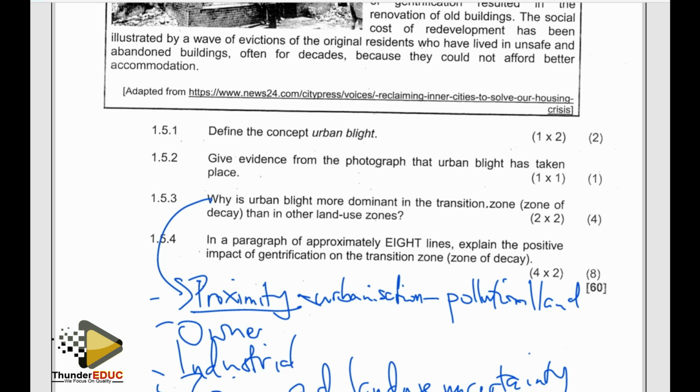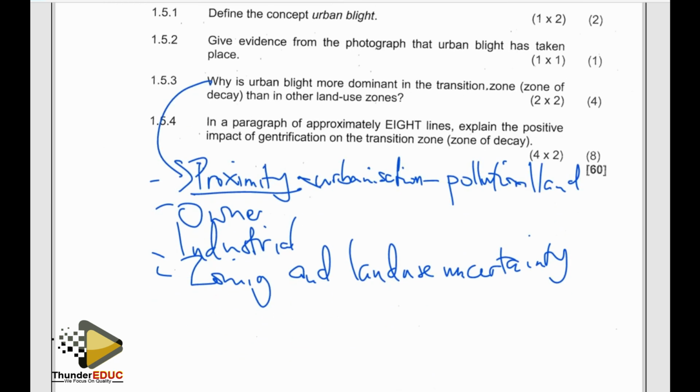So that issue of zoning and land use uncertainty is also a factor that people will end up neglecting those buildings. They do not want to invest much in them, for they are not sure of what is going to happen to such an area in the future because of the differences in the land use that might be implemented in the very same area. And also you can talk of absent landlords, what we call absentee landlordism.